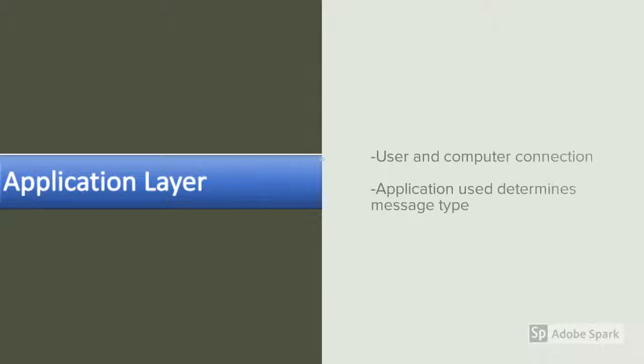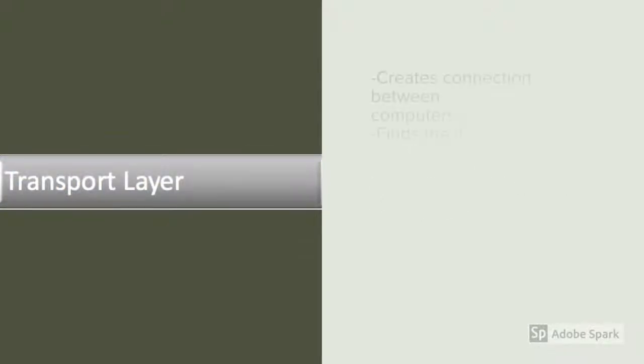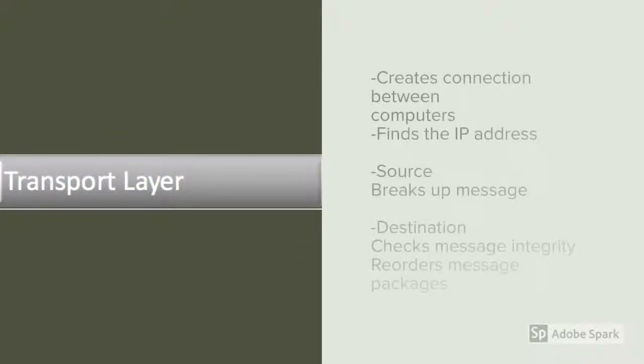The application layer connects the user to the computer. Depending on what application the user uses, such as an email or web browser, will determine what type of message is sent. The transport layer, also called host-to-host, has 3 functions.